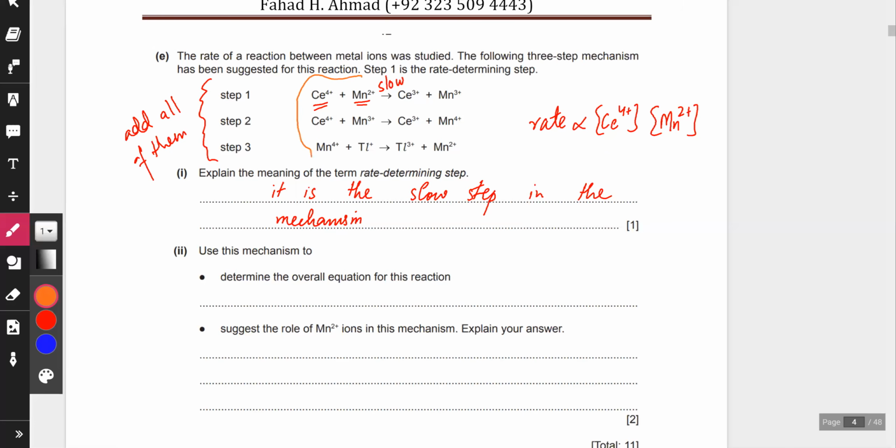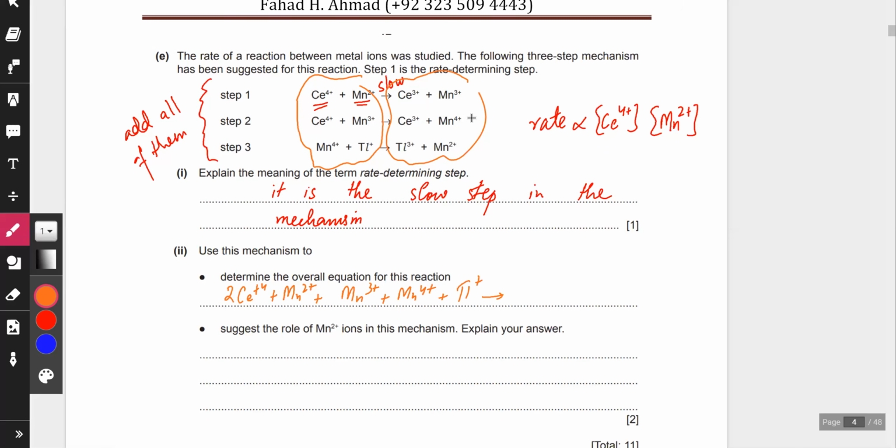So these are your reactants. Add all of them. These are your products. Add all of them. If I start doing that, it's going to be Ce4+, starting with the top, Mn2+, I think. Then over here it's Ce4+ again. So that's 2Ce4+ now. And then there's Mn3+, there's Mn4+, and there's Tl+. So these are all your reactants.